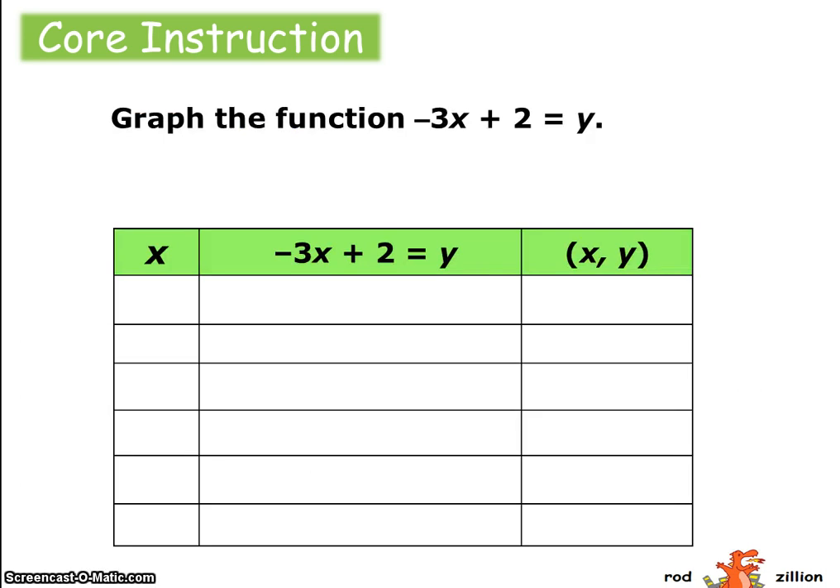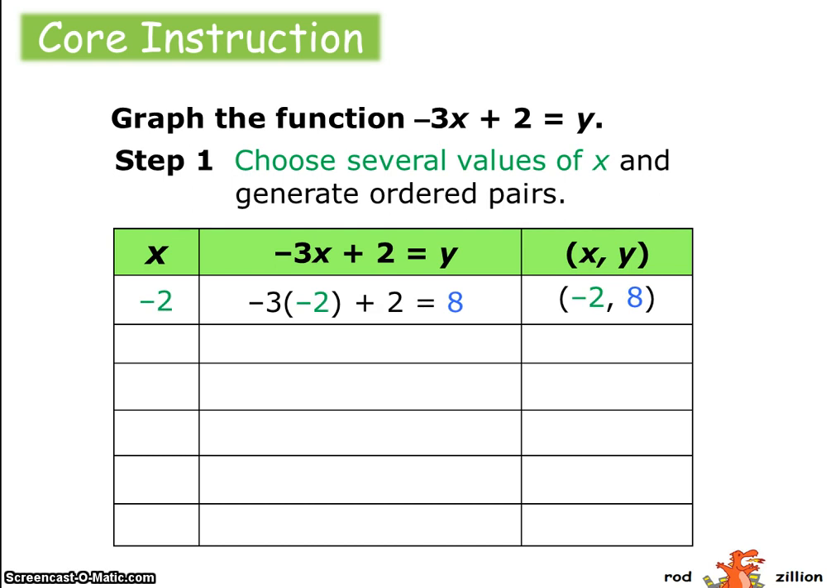For instance, given the function negative 3x plus 2 equals y, fortunately y is already isolated, so we're going to plug in some values for x. Now this can be any old numbers for x. I'm going to choose some fairly small numbers because they're easy to compute. I want to pick some negative numbers and some positive numbers, and it's always good to include 0 as well. So let's see.